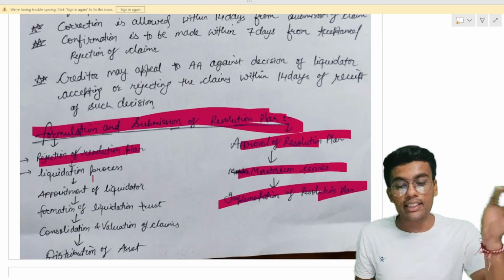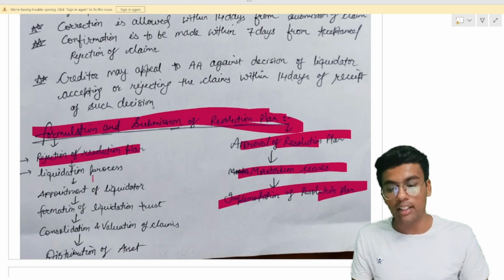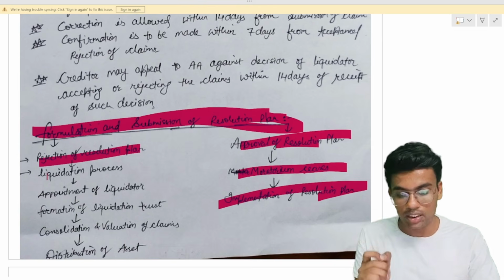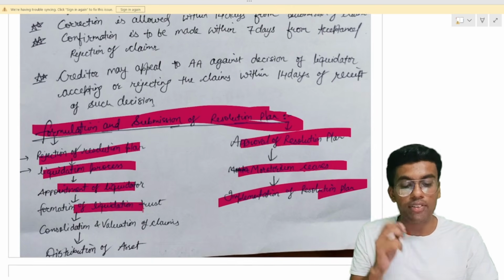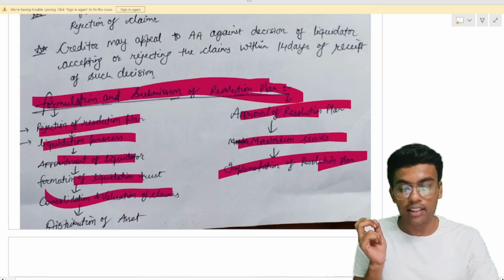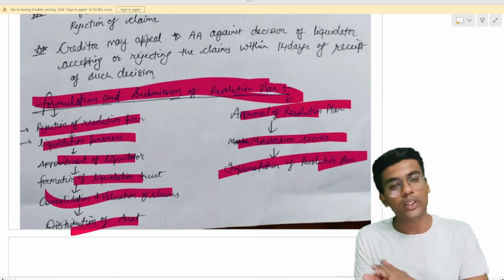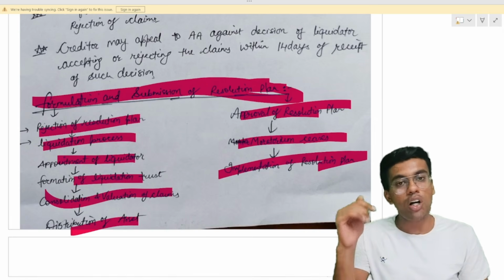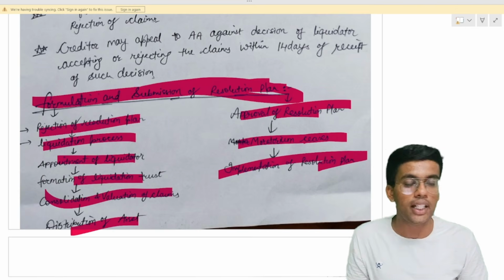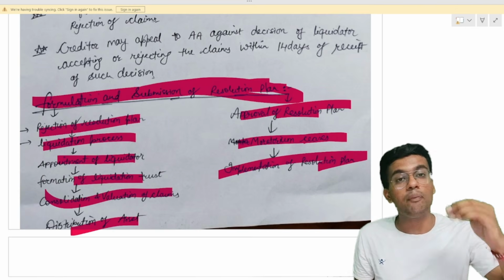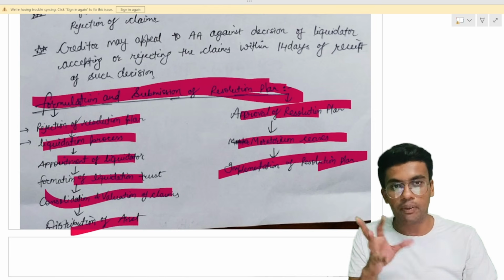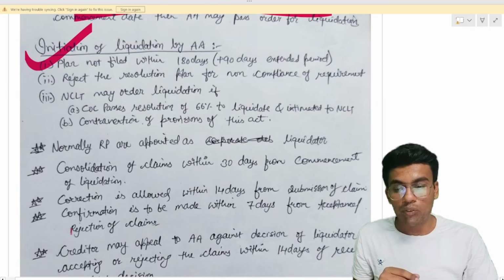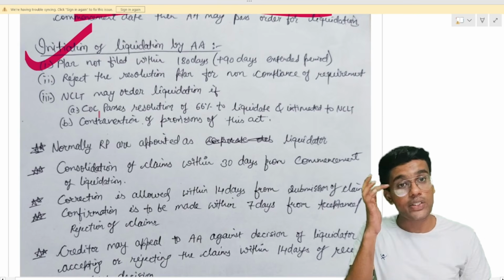But in such a case, there is a rejection of resolution plan. In such a case, the liquidation process होगा, appointment of liquidator होगा, formation of liquidation trust होगा, consolidation and valuation of claim होगा, और distribution of asset होके company बंद हो जाएगी. This is what happens when resolution plan is not accepted. Once it is accepted, then the company will carry on its business, but the structuring would be done as per the resolution plan. Now moving on to this initiation of liquidation by the adjudicating authority.